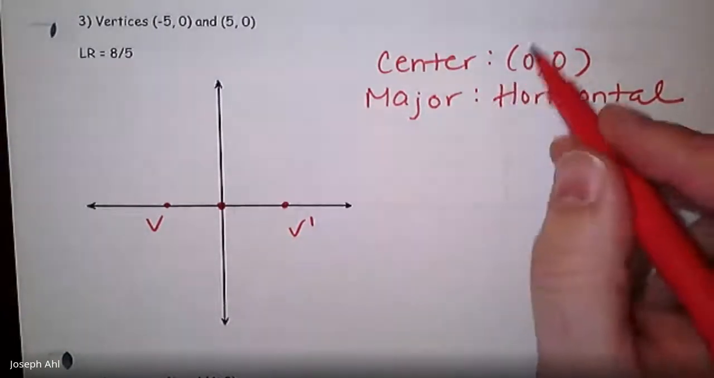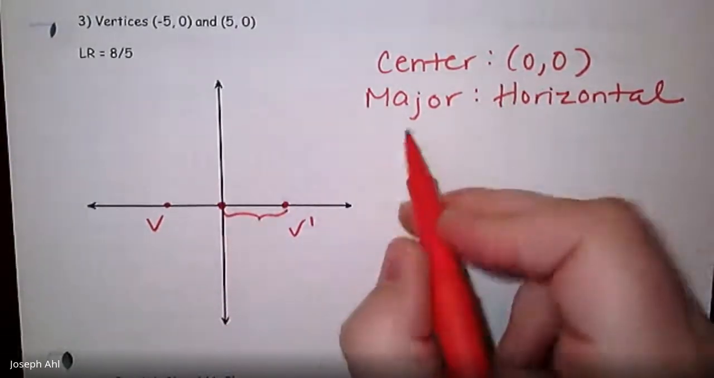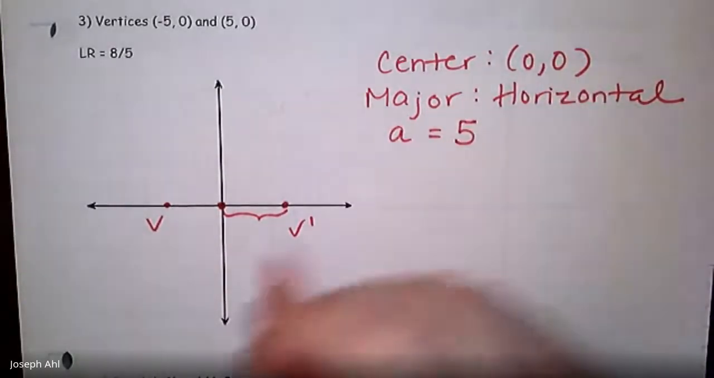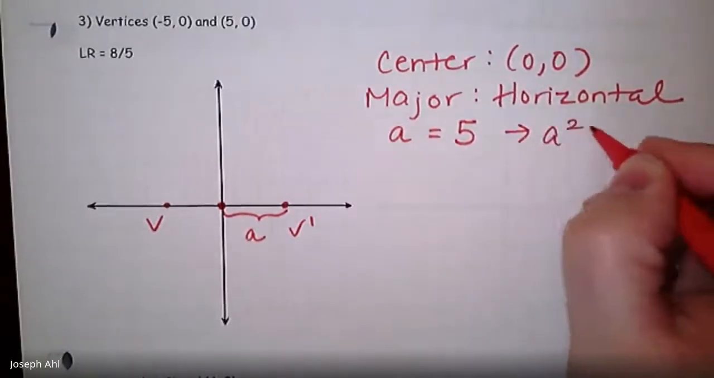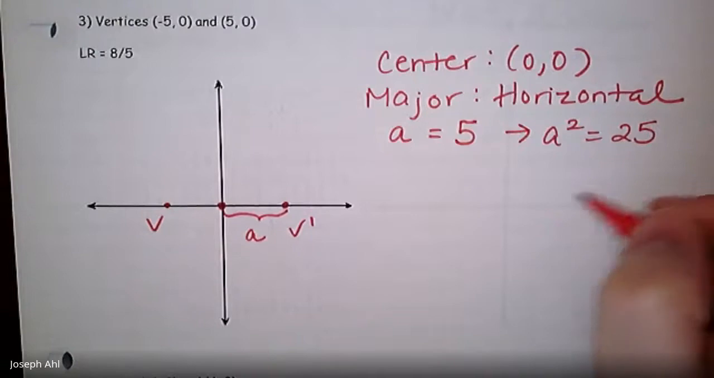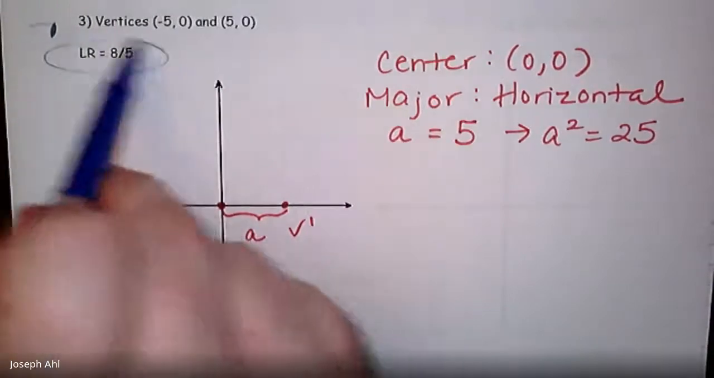But all right, we've got the center. We know it's horizontal. We know the value of a again. That's kind of nice. a is the distance from center to vertex. So in this case, a is equal to 5, which means a squared is 25. We're going to eventually need the value of b, and in order to do that, we're going to, of course, use that last piece of given information. So the LR has a length of 8/5.